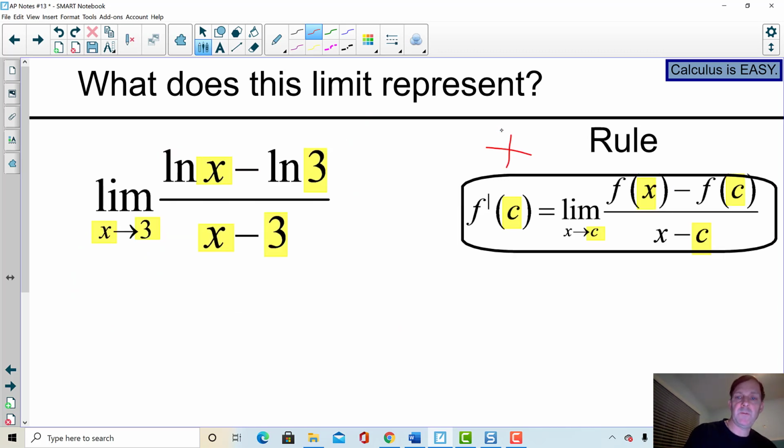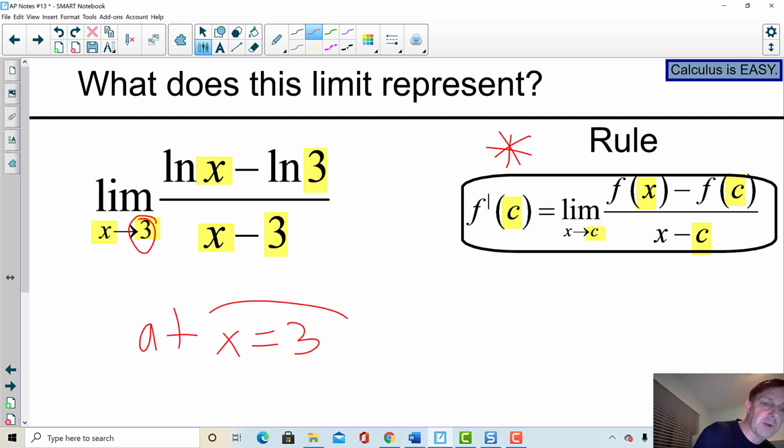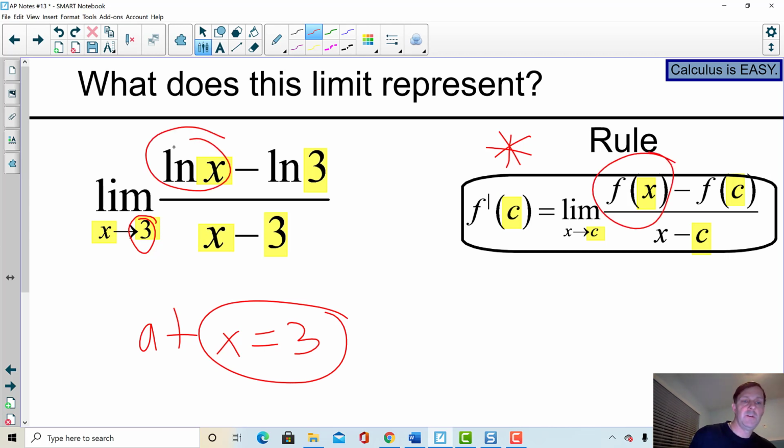Now this one was that special rule, the one that was a little bit different, when you do the limit as x goes to c. So it's probably going to be at x equals 3. Our c value is probably going to be 3. And if you see the rule says that your function is just sitting right there. So our function is probably ln of x. So I would say that this limit represents the derivative of ln of x when x is 3.